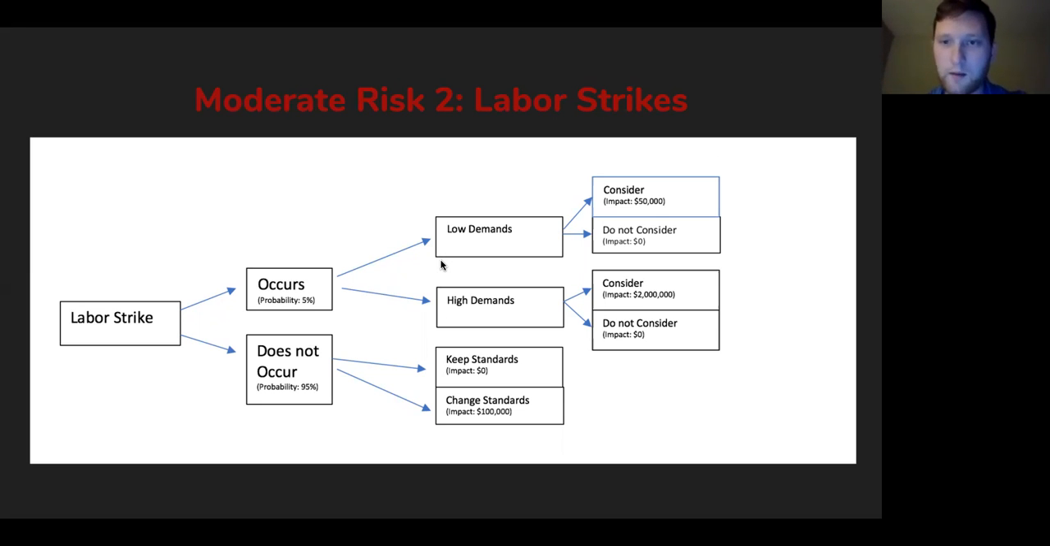As you see, we considered the impact for low demands, if there was a labor strike, and if there was high demands. And then we also looked at if we should keep the standards that we originally have, or should we change the standards and make sure that a labor strike would not occur within our job site.